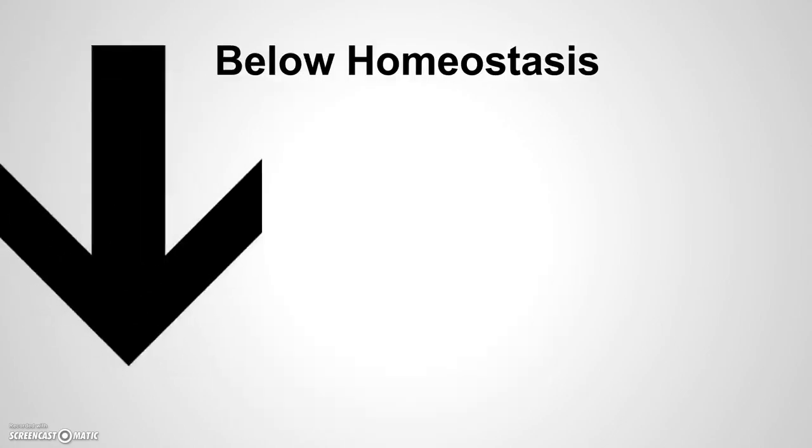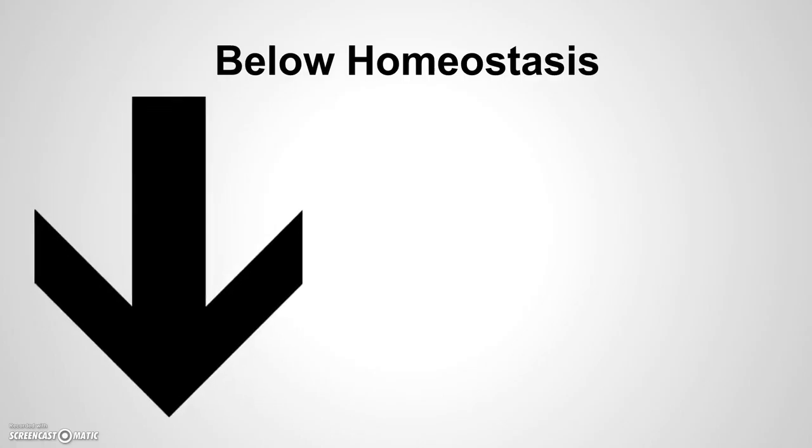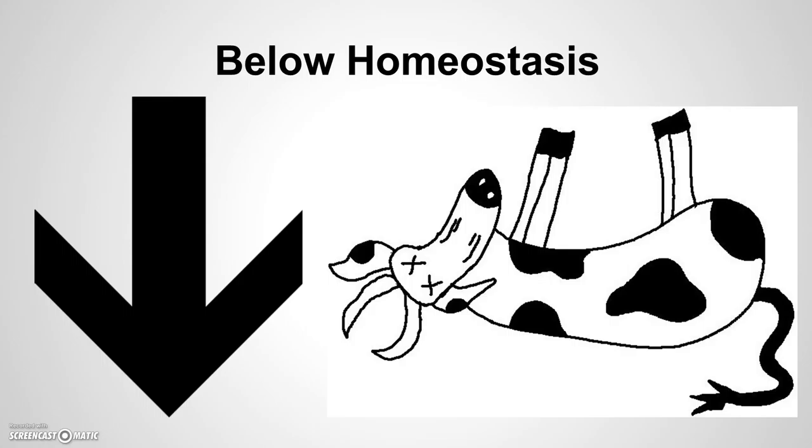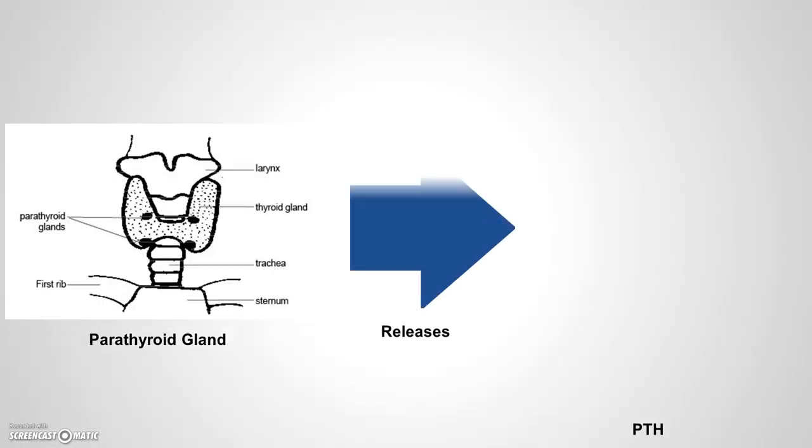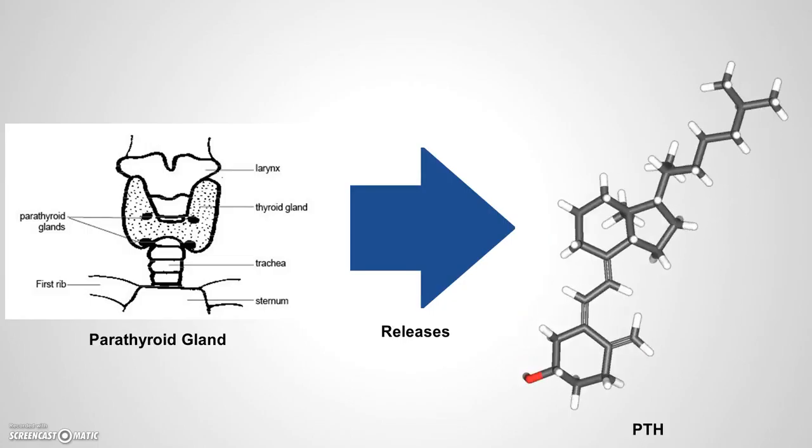The second scenario deals with falling blood calcium levels. This could occur when a person does not receive the proper calcium intake in his or her diet. When this happens, the parathyroid gland releases parathyroid hormone, or PTH. There are 4 disc-shaped parathyroid glands on the surface of the thyroid.